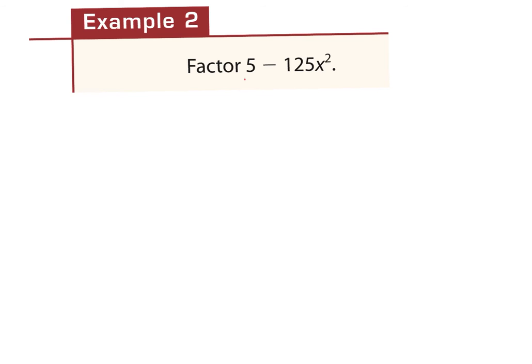And so I'm going to look at these two and say, yeah, I do have a common factor. I'm going to take that out first. Take my 5 out first. What's 5 divided by 5? 1. What's 125 divided by 5? 25. And I have x squared. Now do I have perfect squares? Does 1 have a perfect square root? Yeah, 1 times 1, right? So this guy's a perfect square. That's 1.